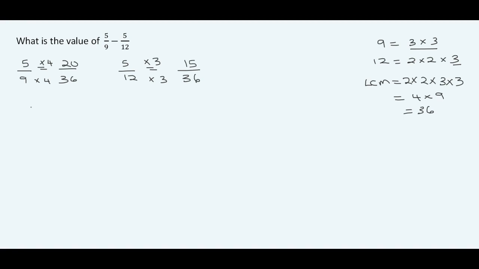So now we rewrite our fractions. 20 over 36 minus 15 over 36. That's going to give us a new denominator of 36 for both fractions, and then we can subtract the numerators. So 20 minus 15 is 5, and then our denominator is 36. So that's the simplest form.